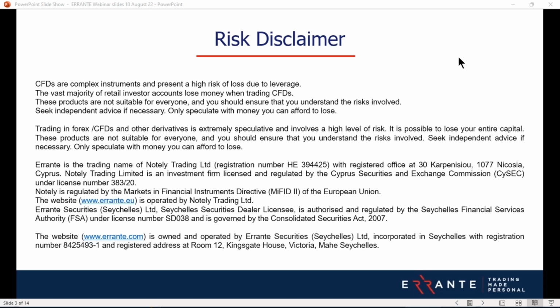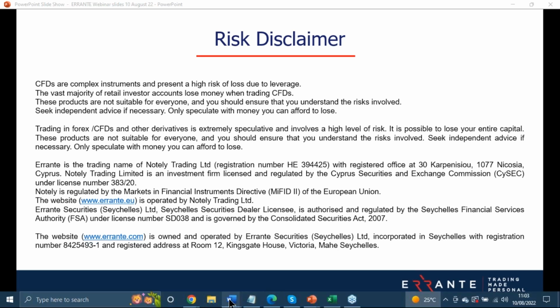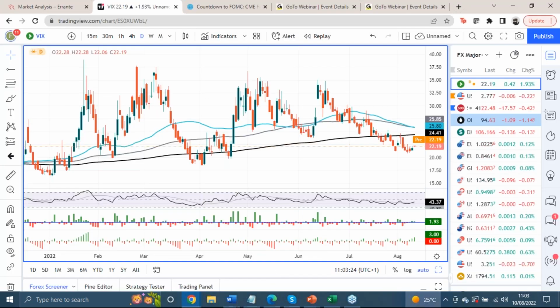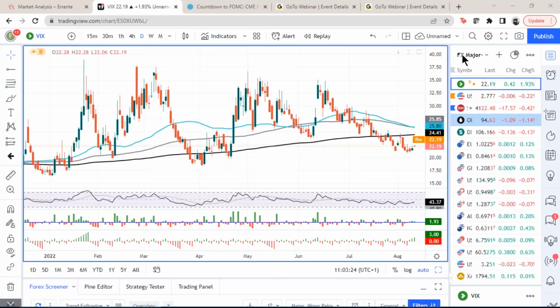Okay, it's Wednesday, August the 10th now, just after 11 a.m. in London. So let's now get to the first chart that we want to tell you about, which is the VIX. Generally, markets have been pretty quiet this week, actually.